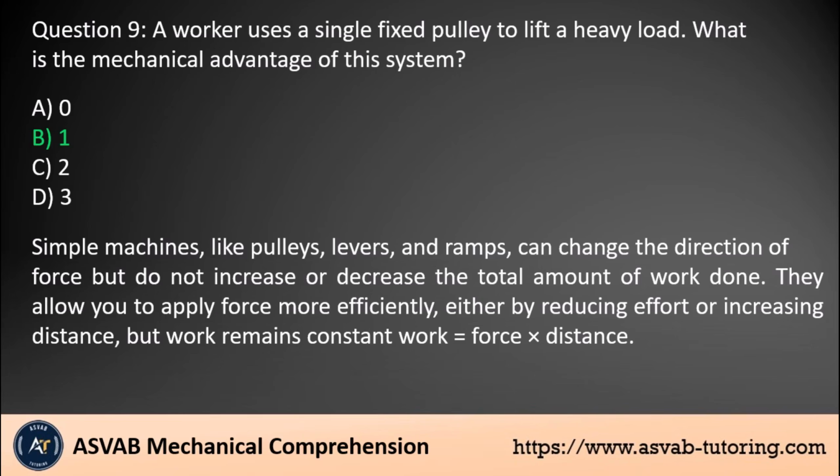1. Explanation: simple machines, like pulleys, levers, and ramps, can change the direction of force but do not increase or decrease the total amount of work done. They allow you to apply force more efficiently, either by reducing effort or increasing distance, but work remains constant. Work equals force times distance.